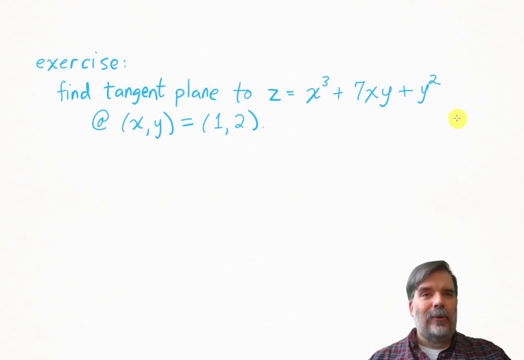As always, you learn math by doing math. So here's an exercise I'd like you to practice on. I'd like you to find the equation of the tangent plane to this surface, z equals x cubed plus 7xy plus y squared, at the point x, y equal to 1, 2.